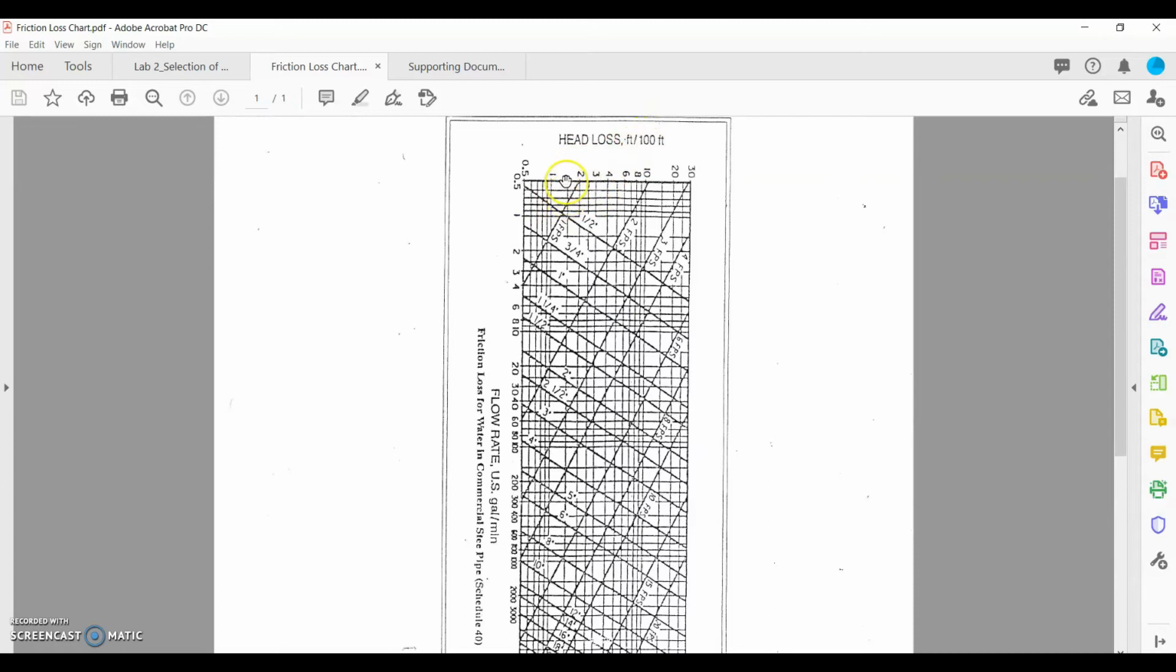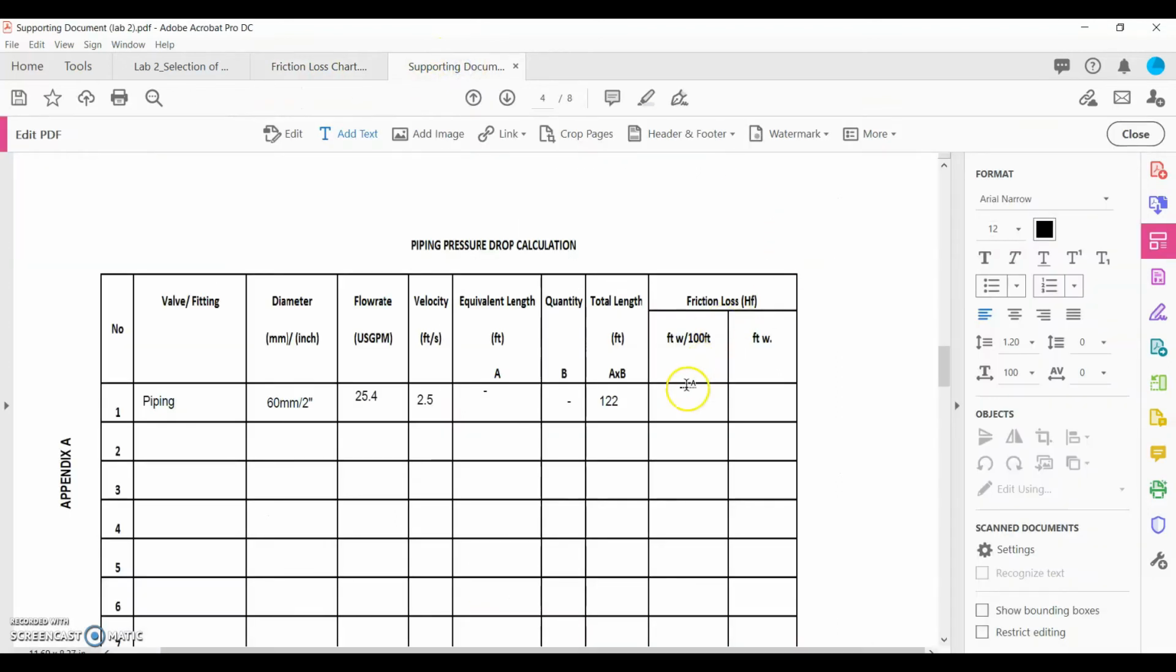This one is friction loss for piping only. 1.5. And then put it here. 1.5 feet per 100 feet. Okay. Alright. So, first one, you need to do the piping.